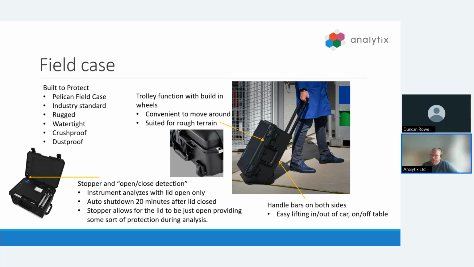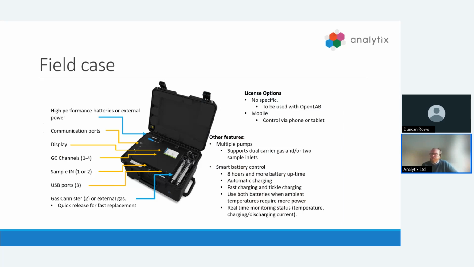And on that subject, a bit more detail on the carry case itself. You have built-in batteries in the system, 2 rechargeable 8-hour batteries, giving you a total of 16-hour power usage out in the field. And then it also has 2 gas canisters with quick release for fast replacement, which are refillable for your carrier gases when out in the field. So really a nice tool for portability.